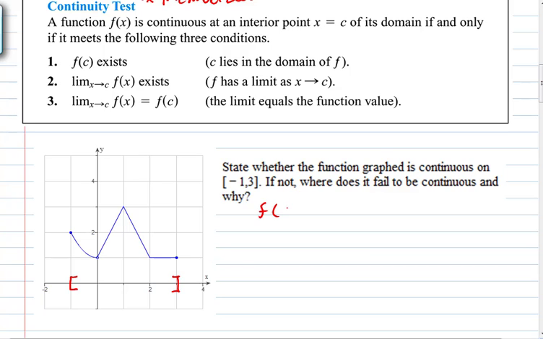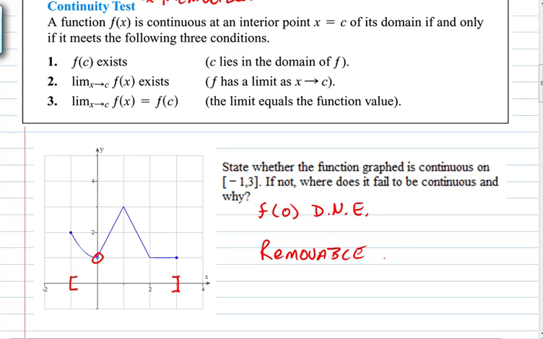F of 0 does not exist. 0 is in this interval, and there's an open circle right here where the function is not defined. So there's a point of discontinuity. Is this removable or non-removable? It's removable. If it's just a hole, this function would be continuous if that was colored in, right? So this is a removable discontinuity.